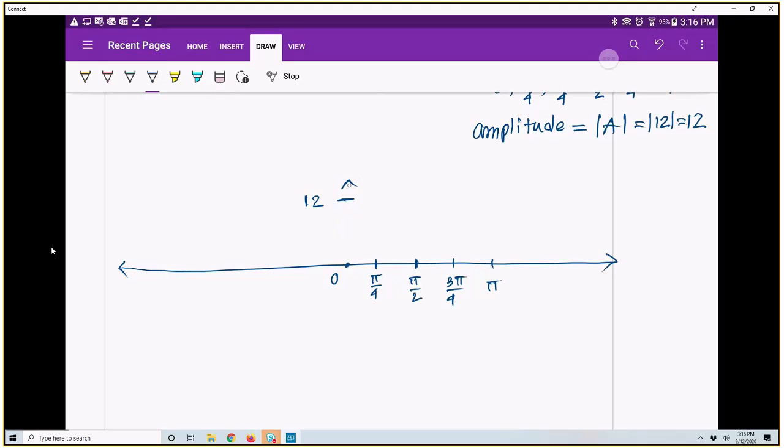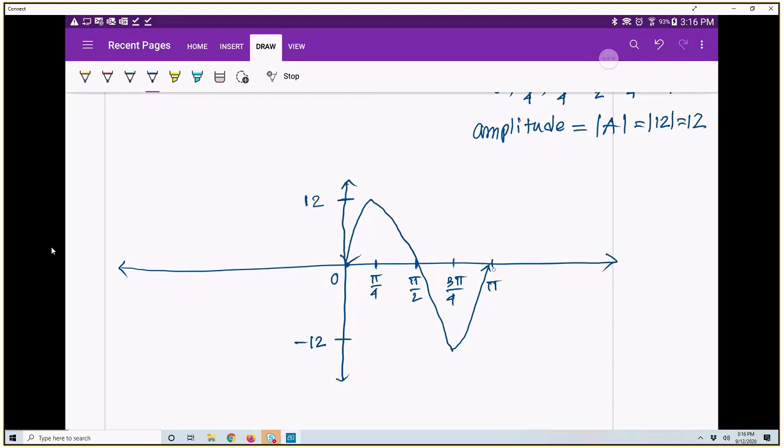So let me draw it one more time. Say this is negative 12. Then remember the original sine function: it starts at 0 at 0, and at pi over 2 it becomes 1. Instead, this time my graph will start at 0, become 12, come back to 0, go to negative 12 at 3 pi over 4, and become 0 at pi. And that's one full period for this transformed function.